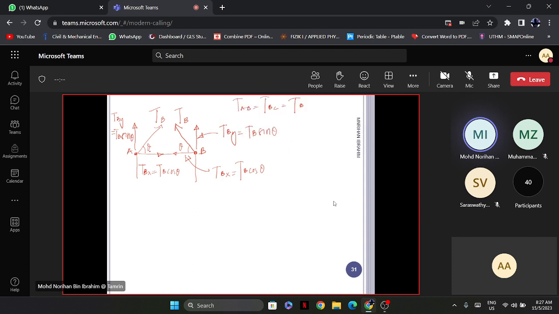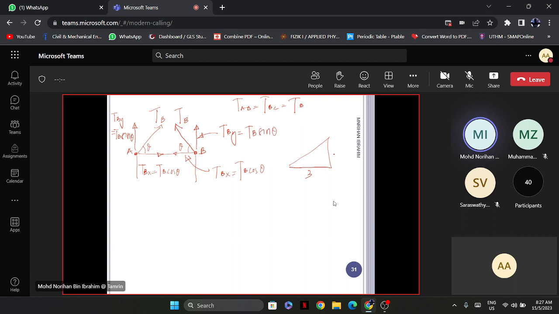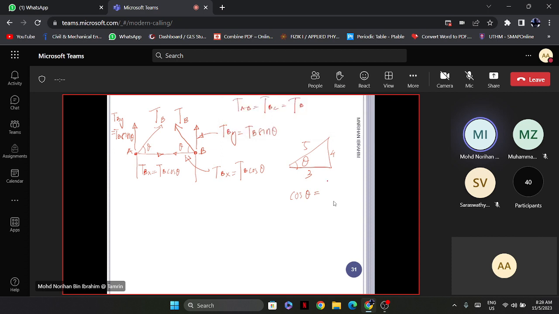And we know that when we look at this, we have this, let's say, 3, 4, 5. This one is theta, right? And therefore, cos theta is equal to 3/5. Sin theta is equal to 4/5, right? When we look at this illustration, we need to apply the trigonometry functions in solving this.